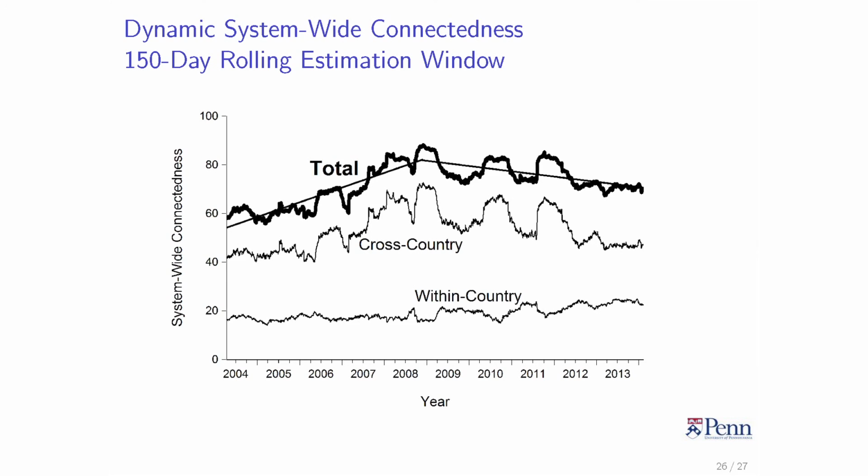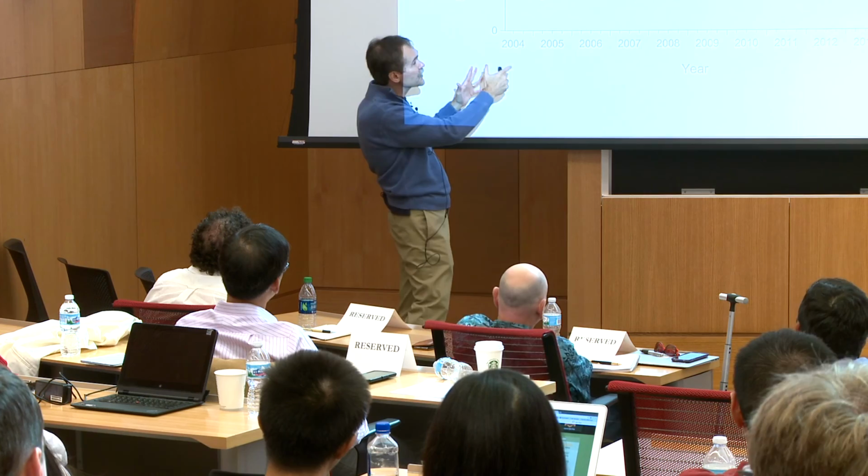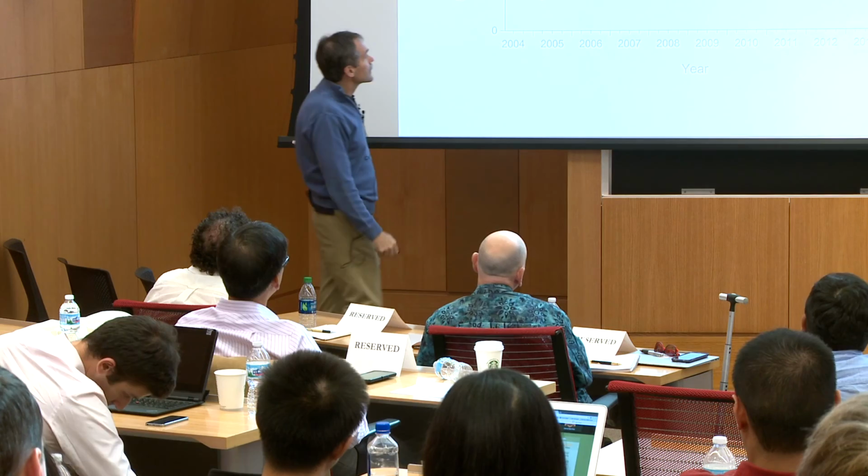Is this just after the fact, or could a real person have done this in real time? No, you can do this in real time. This is financial market data. It doesn't get revised; you get it instantly. On any given day, you're just using the most recent history of 150 days. So this is exactly what a real person monitoring connectedness in real time would have seen. We think that's interesting. I could say more, but why don't we just leave it at that? Okay, thanks.